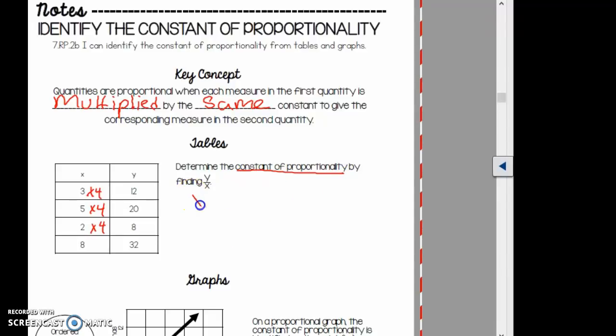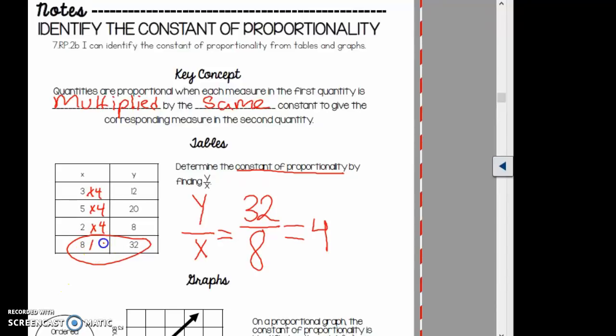The way we do this, if we don't know off the top of our heads, is we find y over x. So Alex is going to pick two numbers in our table. Go ahead and circle those numbers, Alex. Beautiful. And set those equal to y over x. And Alex, what is 32 divided by 8? 4. So it equals 4. In this problem, our constant of proportionality is 4. In every single one of these, if she did y over x, she would find the constant of proportionality to be 4. Make sure you have this.